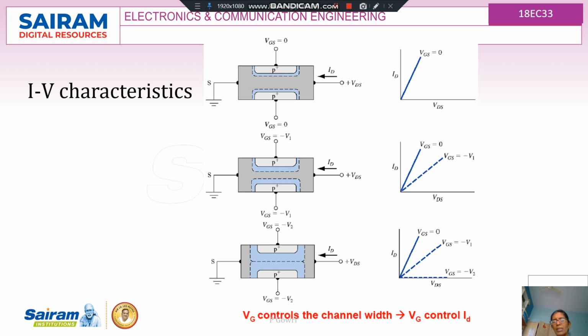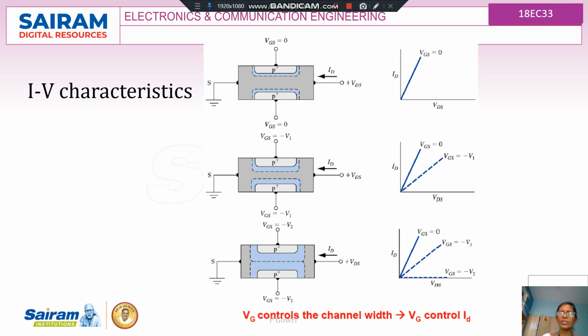So we can say that the applied voltage at the gate terminal, VG, controls the channel width. The channel width decides the current flowing through the device. So the voltage applied at the gate terminal controls the output current, ID, and hence this is called a voltage controlled device.